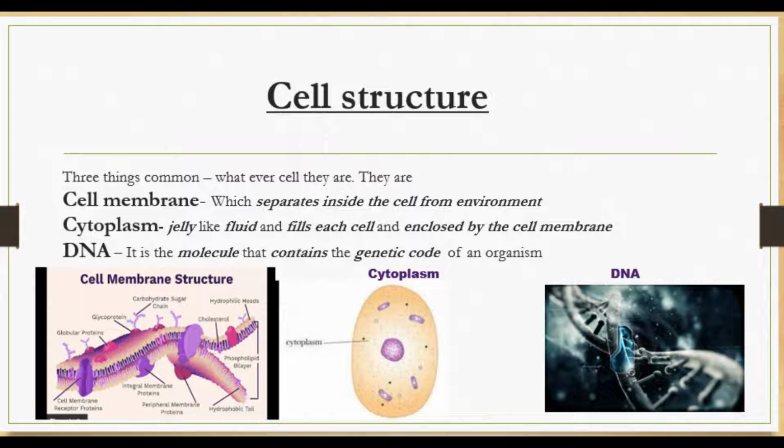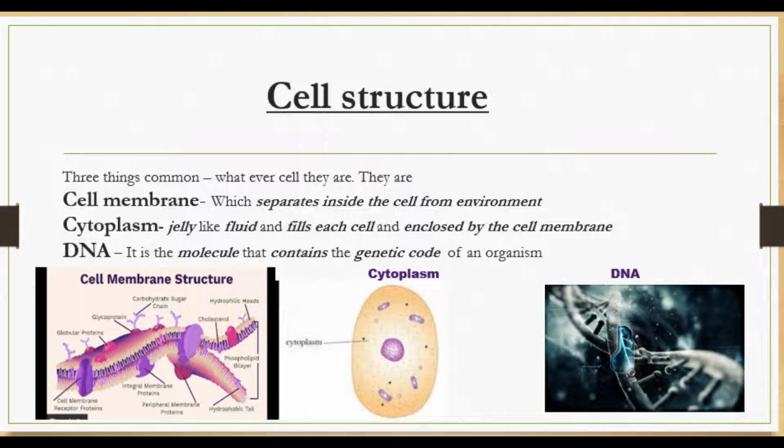The cell membrane separates the inside of the cell from its environment. The cytoplasm is a jelly-like fluid that fills each cell and is enclosed by the cell membrane. It is a very jelly-like fluid, and it fills each cell. Each cell is enclosed by a cell membrane.